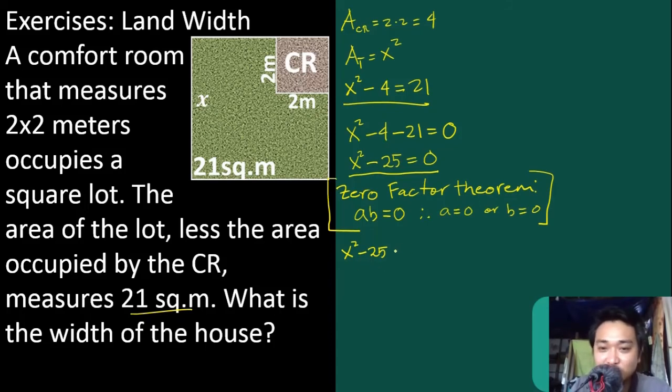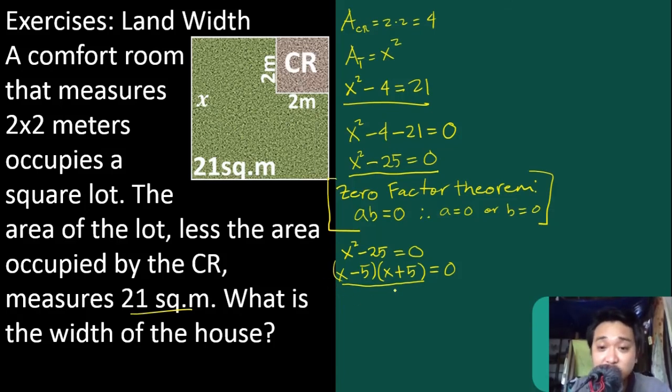And we can do that by factoring x squared minus 25 using the technique of the difference of two squares. So, the factor will be the quantity x minus 5 times the quantity x plus 5. That is still equivalent to 0. Since na-factor na natin siya, let us now argue using the zero factor theorem, which states that if two factors' product is equivalent to 0, therefore either A is 0 or B is 0.